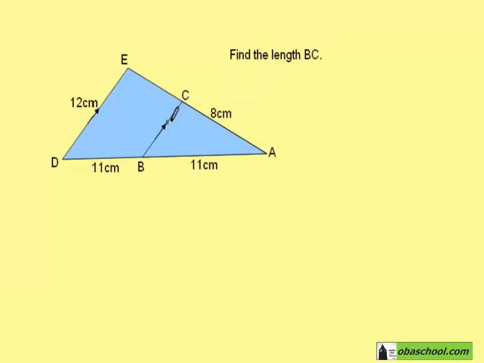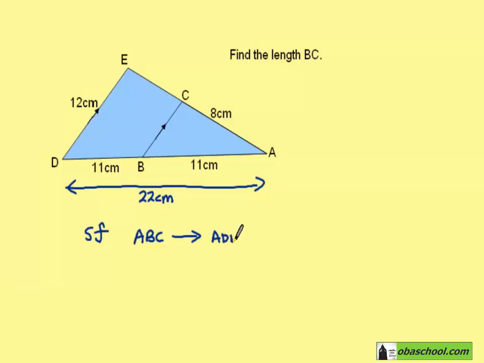We want to find the length of BC. The overall length, AD, is 22 centimeters. AB is 11 centimeters, and the two sides correspond, telling us the scale factor of the enlargement when we take triangle ABC up to triangle ADE is 2. So the lengths in triangle ADE are twice the lengths in triangle ABC.